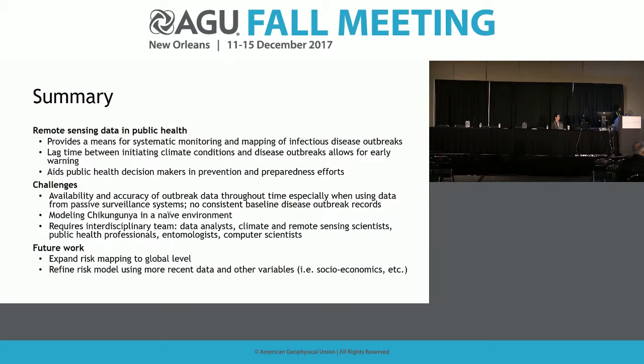And of course, it requires an interdisciplinary team of data analysts, climate and remote sensing scientists, public health professionals, entomologists, and computer scientists. In the next phase, we will expand our risk mapping to global level. And then we also plan to use more recent data and other variables in the model.